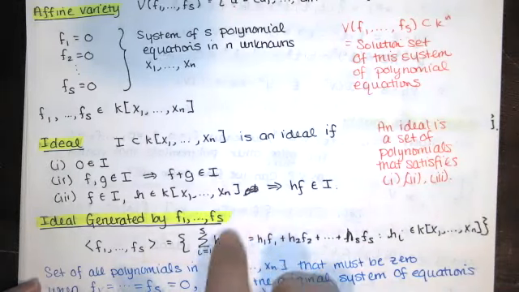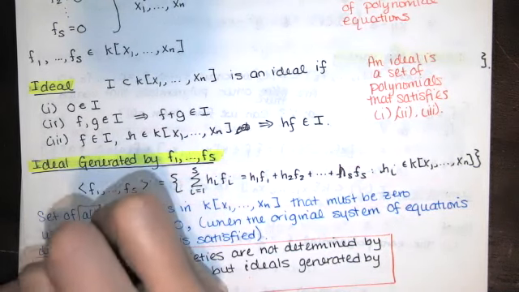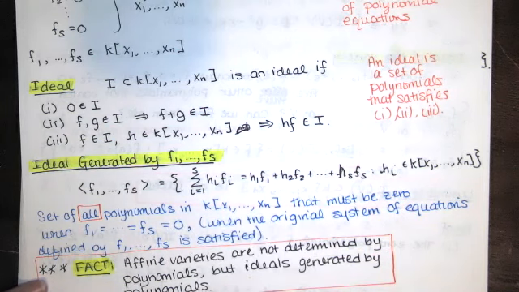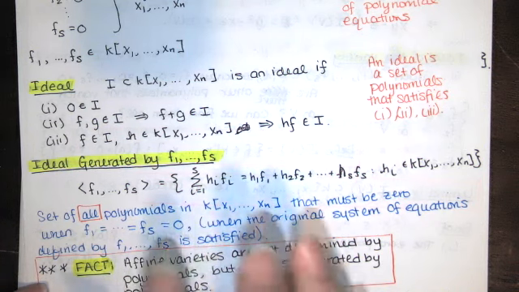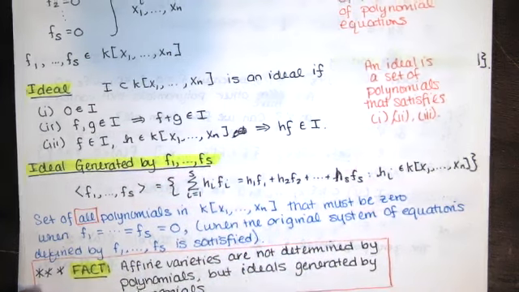Now, this is related to this in the following way. This set of polynomials is a set of all polynomials, and that's a pretty strong word. It's all polynomials in our polynomial ring that must be zero when the system of equations is satisfied. So it's not just that these f_i polynomials are zero. These are all the polynomials that have to be zero when these guys are zero.